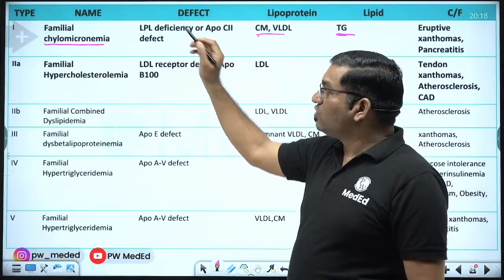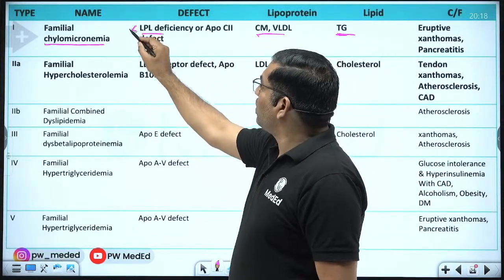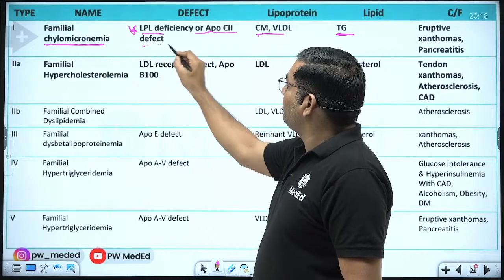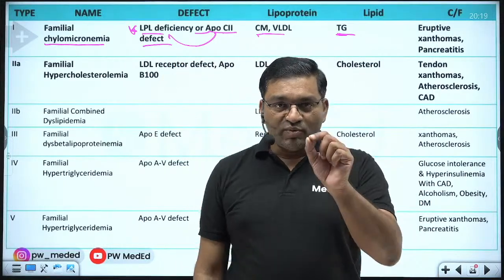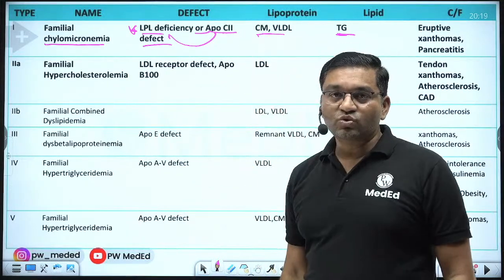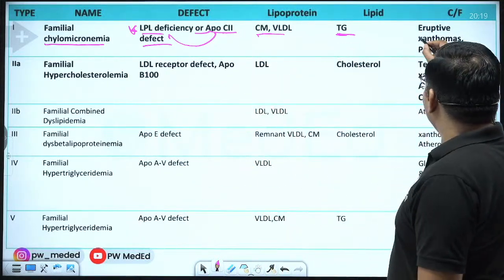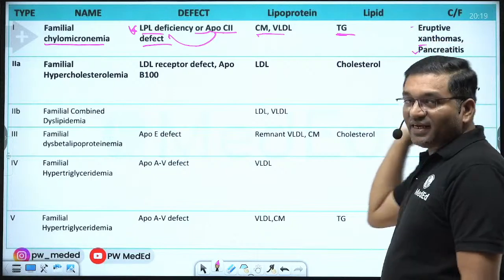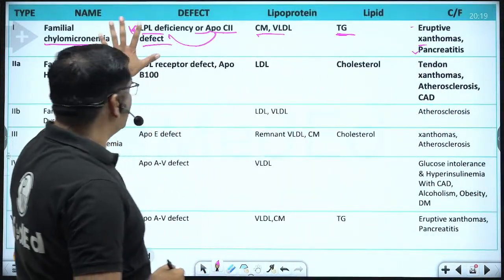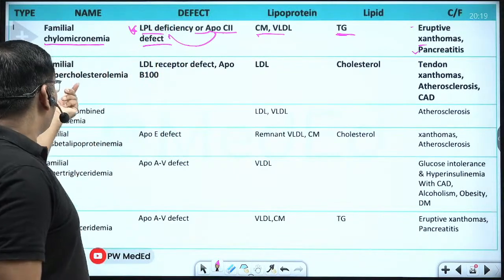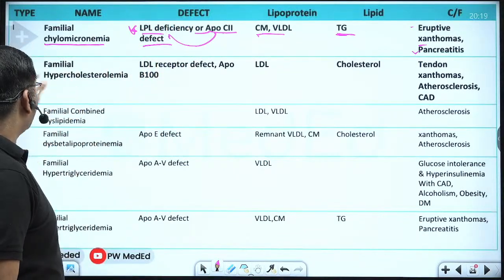Okay, it is because of lipoprotein lipase deficiency or ApoC2 defect. Because ApoC2 is required for activation of lipoprotein lipase. So there is eruptive xanthomas and they are prone for the pancreatitis because of increase in the triglyceride level. Okay, ये याद रखो एक, और ये दूसरा familial hypercholesterolemia type 2A.